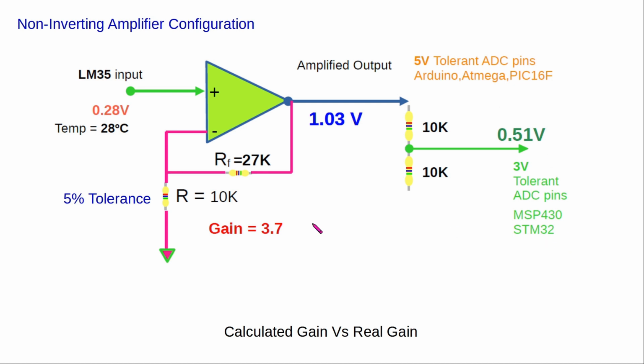Now we have calculated the gain as 3.7. Now you have to understand that I'm using 5% tolerant resistors. So the value will not be exactly 27K or 10K. So the real gain may be different. So I have manually checked the resistance of the feedback resistor 27K and the other resistor 10K. And there has been some discrepancies. So I have included that in the calculation. So the real gain is around 3.4, sorry, it has no unit. So in the calculations, I will be using the gain equal to 3.4 so that we will get a more accurate result.